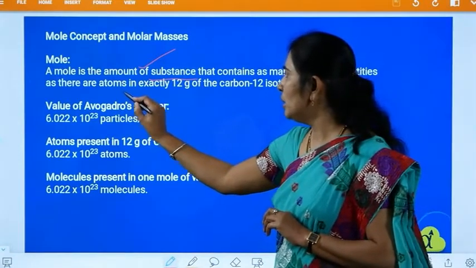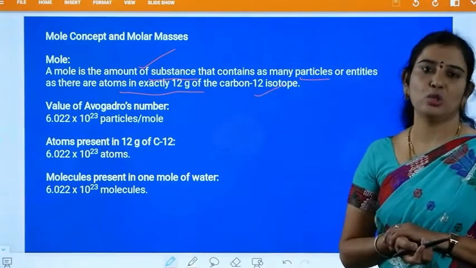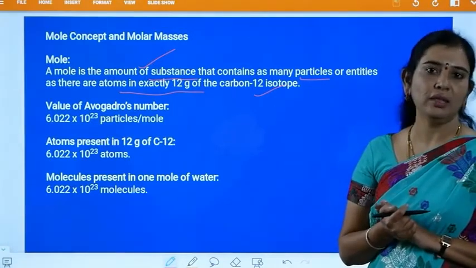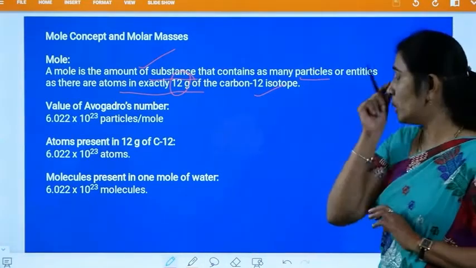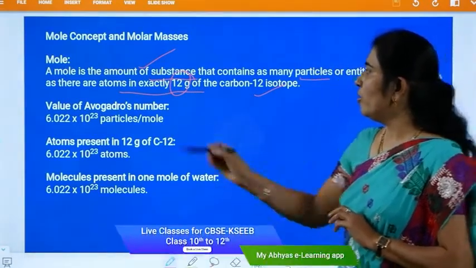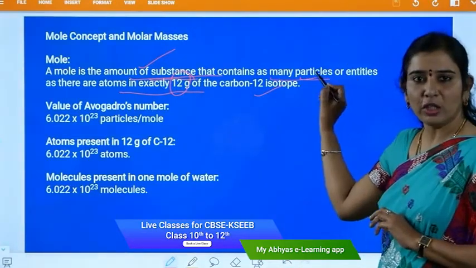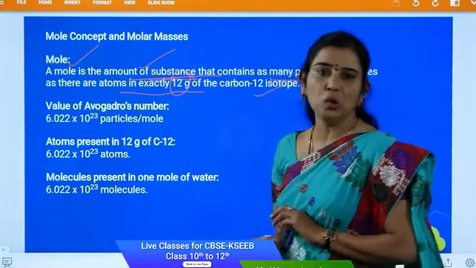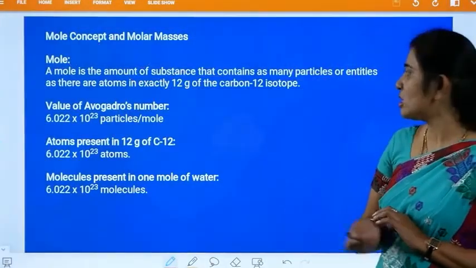What is going to happen? Their mass will be exactly 12 gram of the carbon 12 isotope. Carbon 12 isotope is the reference element we have taken. In that, the atomic mass of carbon is 12, right? So with respect to that 12 gram of carbon 12 isotope, we can express the amount of substance which contains the number of particles like atoms or molecules in terms of mole. So mole is actually a unit which is used to express the amount of substance.